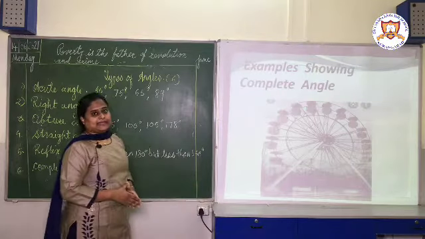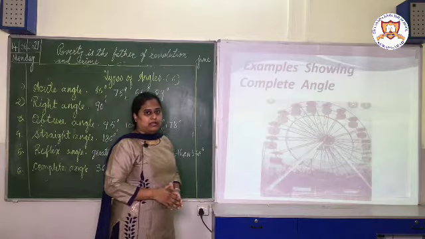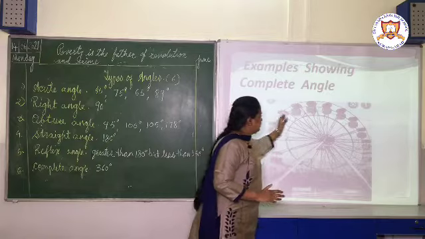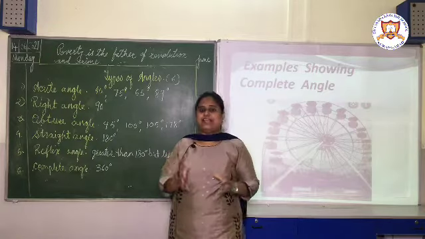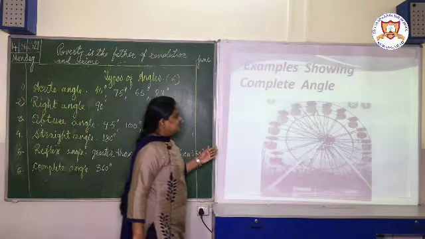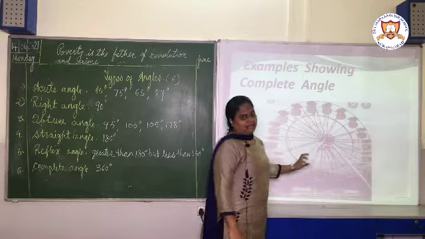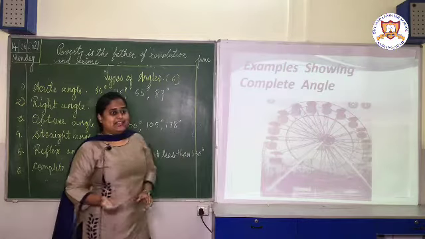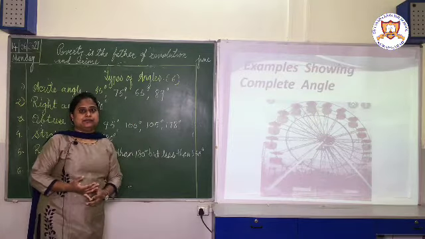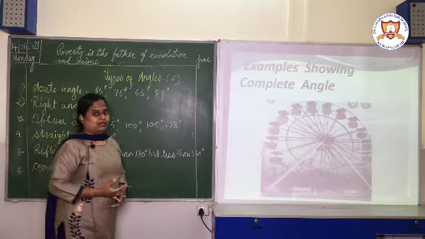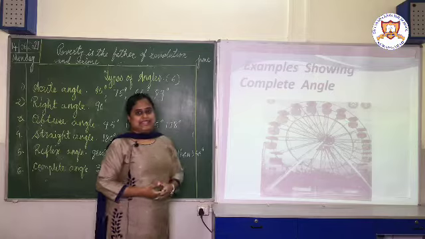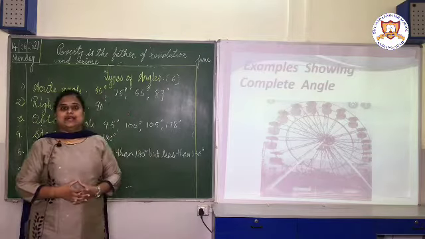Now second, example showing complete angle. Now see this giant wheel. We can see the giant wheel here also. This is an example of a complete angle. Giant wheel, where can we see the giant wheel, children? Anyone can tell? Yes, fair. In a fair, we can see the complete angle. So giant wheel we can see. This is also an example of a complete angle.